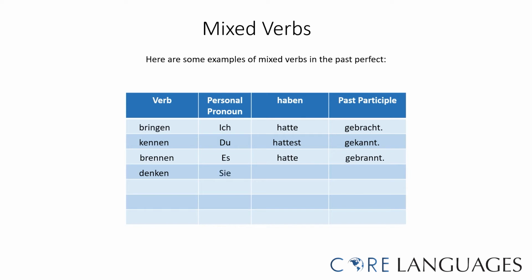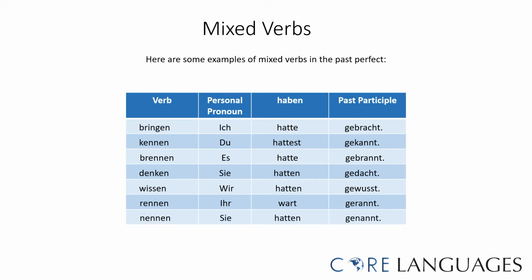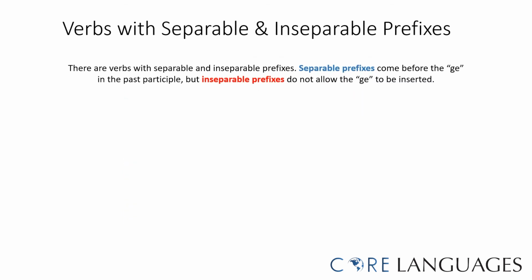Denken, to think. Sie hatten gedacht. You, sir, or you, ma'am, had thought. Wissen, to know. Wir hatten gewusst. We had known. Rennen, to run. Ihr wart gerannt. You had run. Nennen, to name. Sie hatten genannt. They had named.